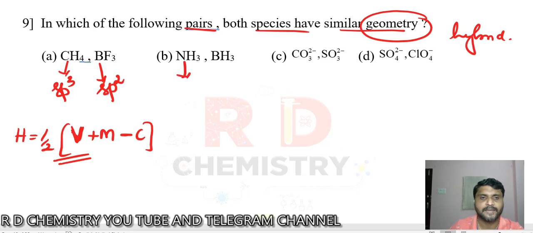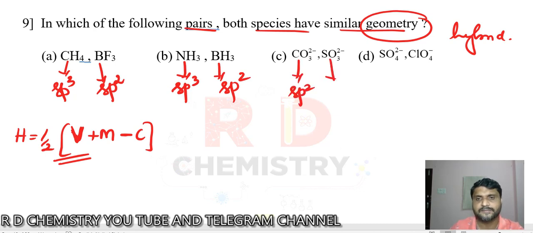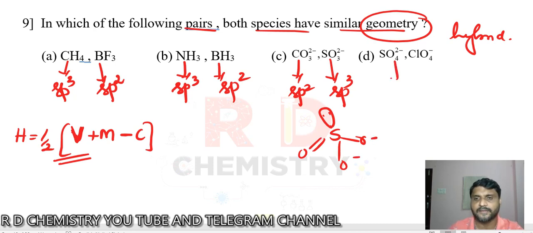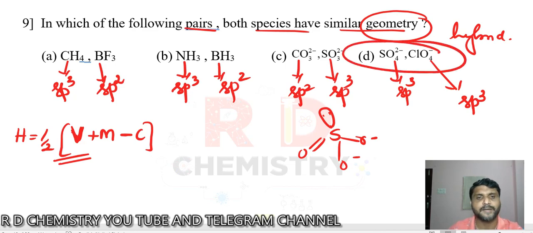I'll write directly. Ammonia is sp3 hybridized. BH3 is sp2 hybridized. Carbonate is sp2 hybridized, whereas sulfite is sp3 hybridized because sulfur has one lone pair, oxygen, two negative charges are there, it's a double bond. Sulfate is sp3 hybridized, and here chlorate is also sp3 hybridized. Therefore the answer is option number D. Clear?